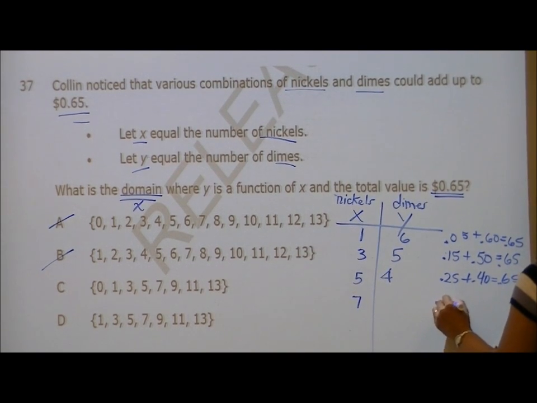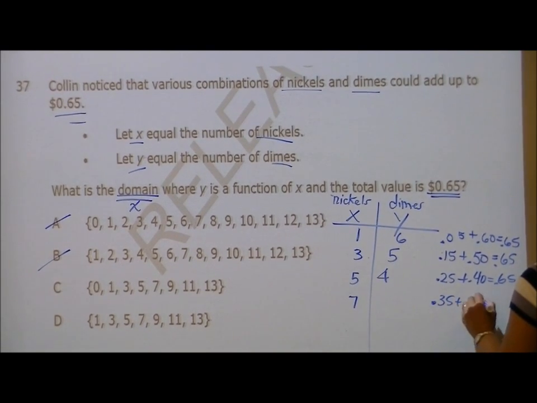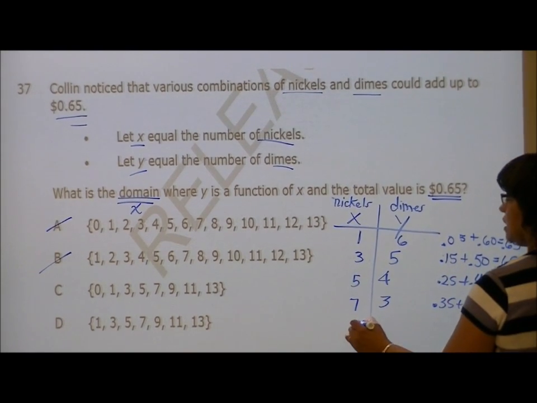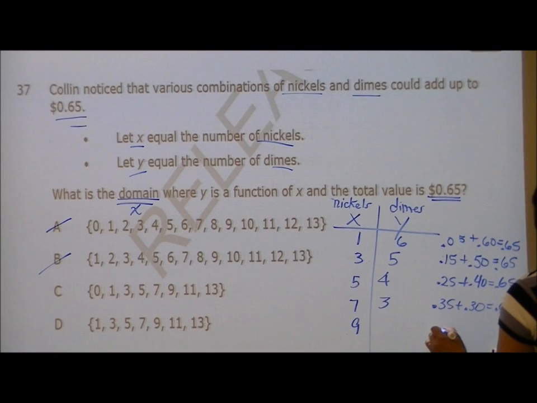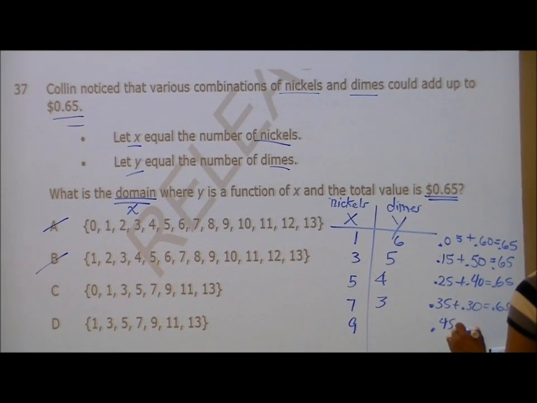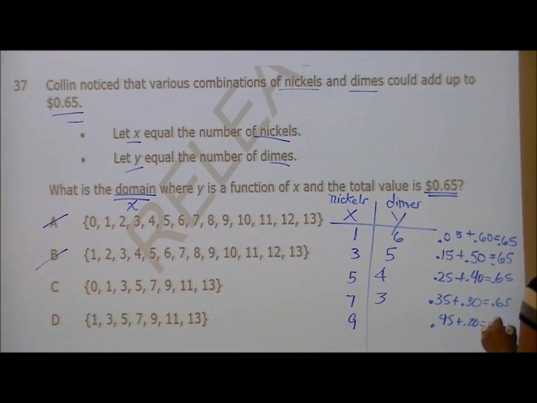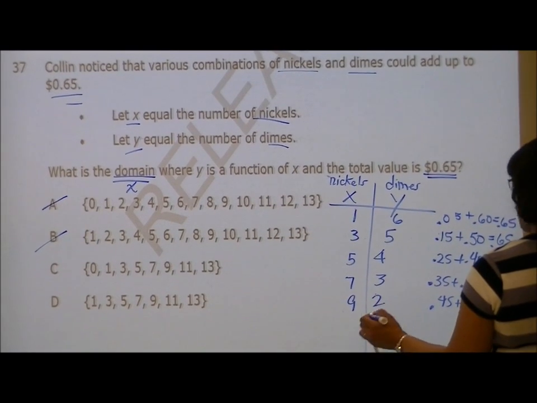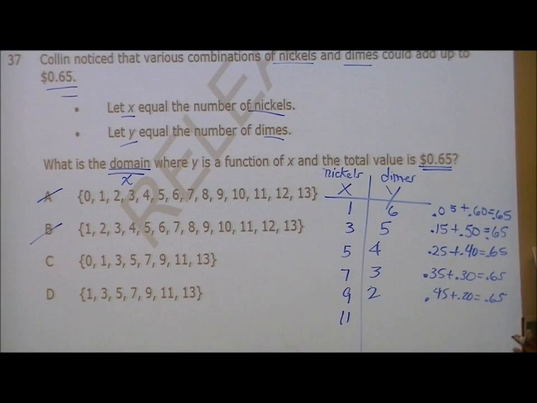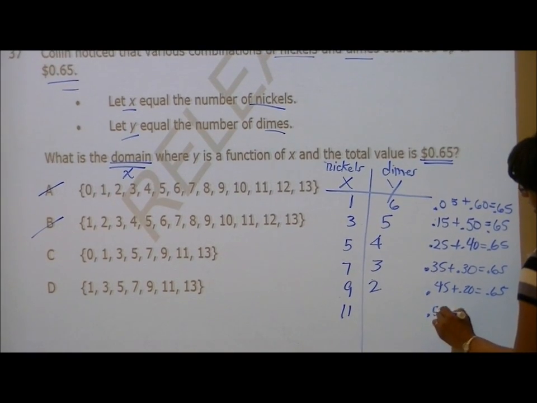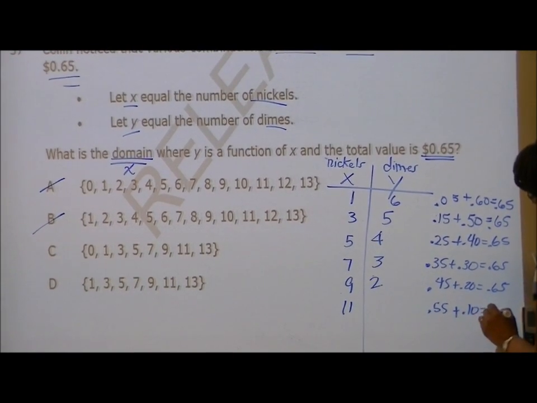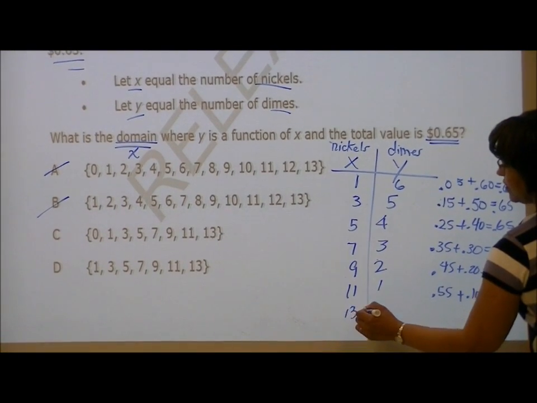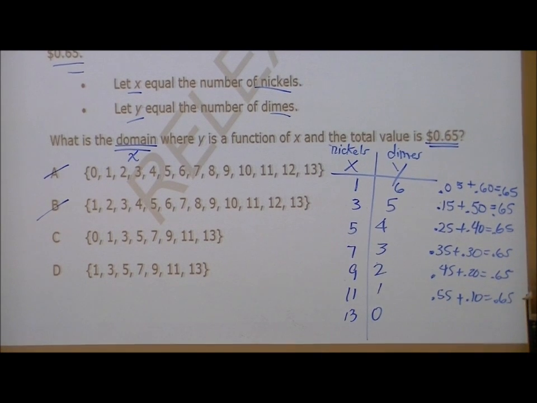7 nickels would be 35 cents, so you would need 30 cents more to get to your 65. So you need 3 dimes. And you continue with that logic. So you go with 9, and you're going to have 45 plus 20 cents. And so you're going to need 2 dimes. And then you go to 11. Well, that's going to be 55 cents plus a dime because it's 10 cents. And then you could also have 13 nickels and no dimes at all.